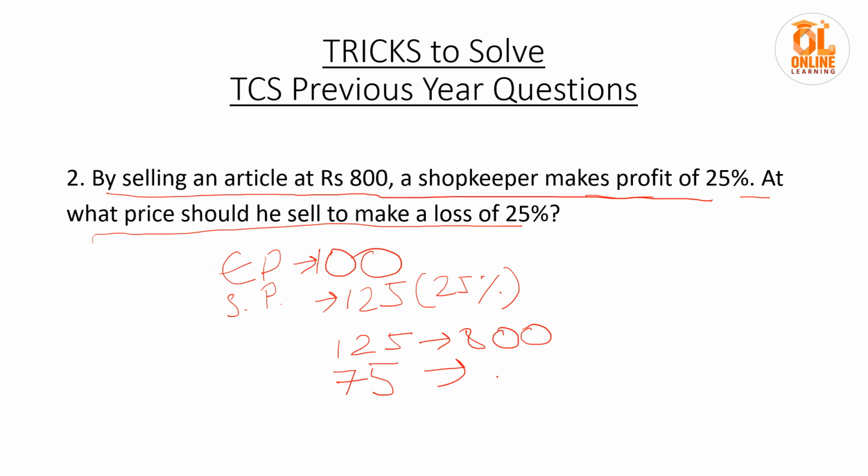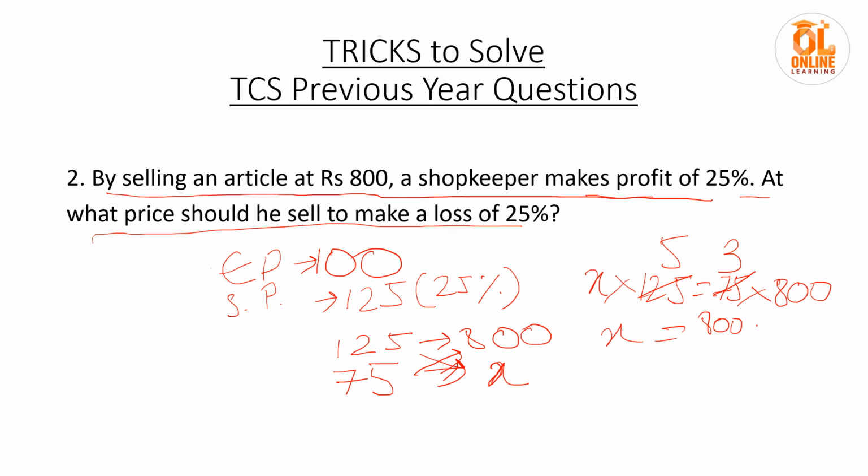But you don't know the exact value. Consider it as x. Now just cross multiply. What you will get? x into 125 is equal to 75 into 800. So 25 3s are 75, 25 5s are 125, then 800 into 3 by 5, you will get 480 as your answer. So very easy.